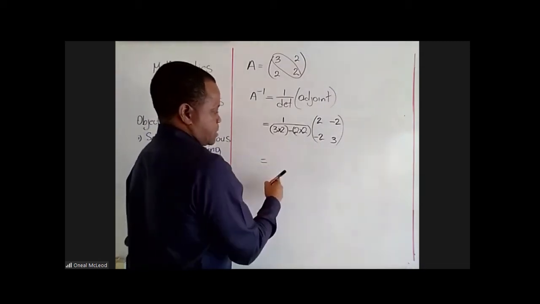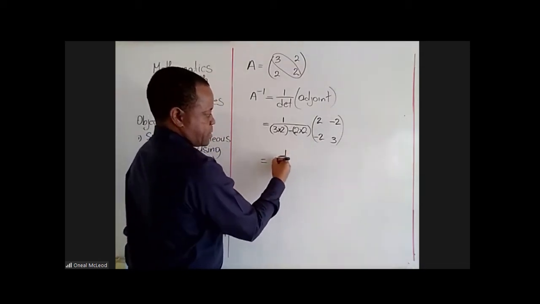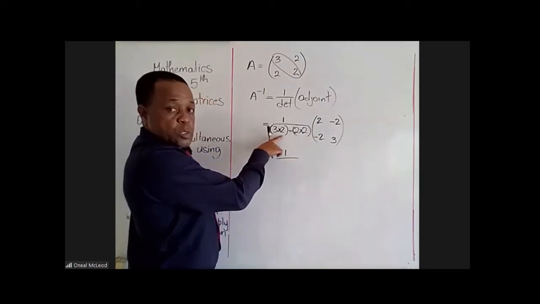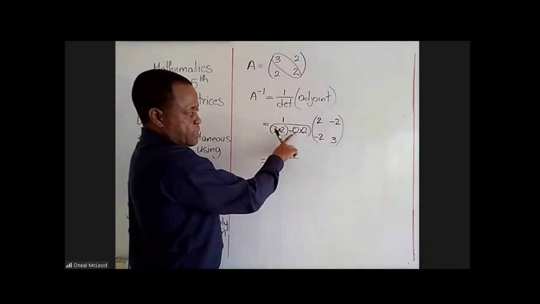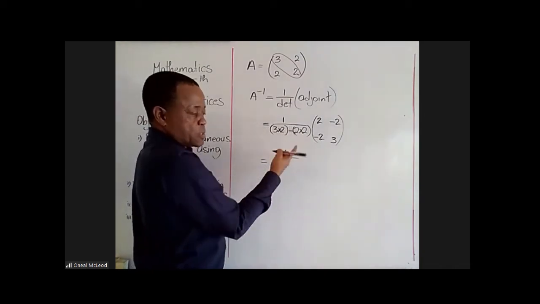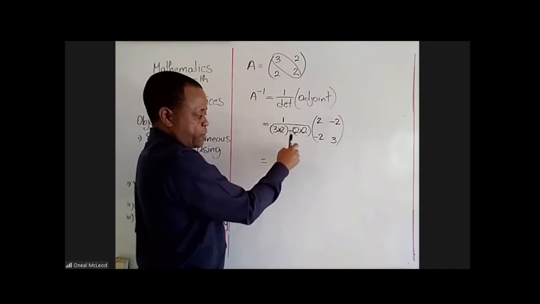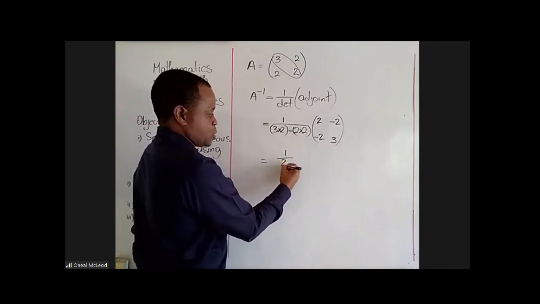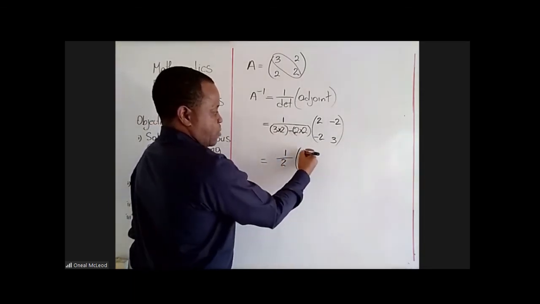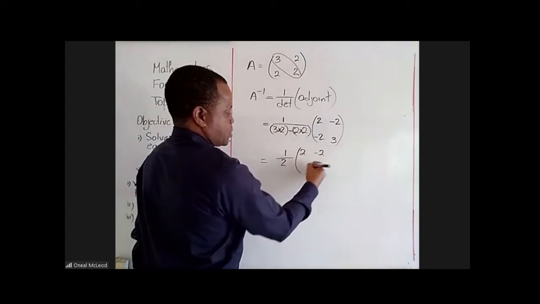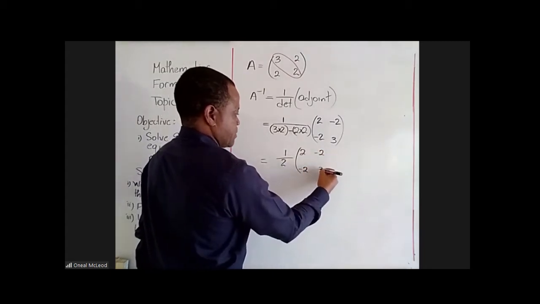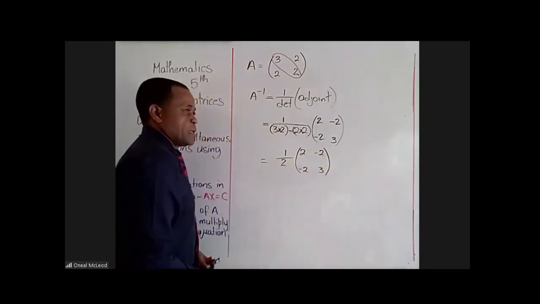Now we can work out this part here. So 3 times 2 is going to give us 6, minus 2 times 2, which is 4. So 6 minus 4 will end up giving us 2. And then we end up with 2, -2, -2, and 3.